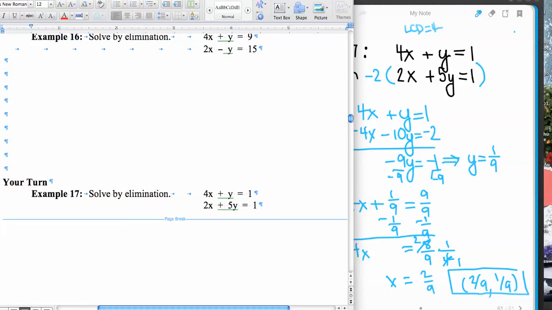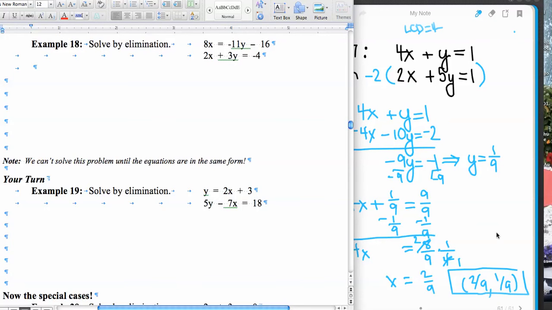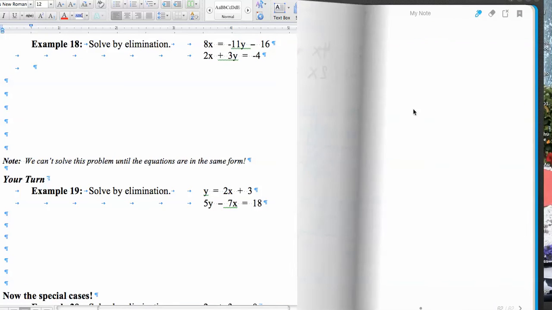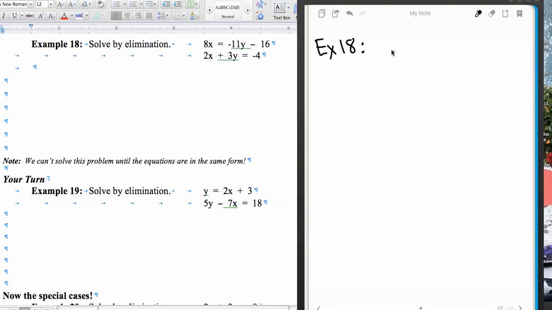Now continuing on, let's take a look at our next example. In our next example, the problem starts a little earlier. The problem starts here with not both equations being in the same form. So the first thing is I want them in the same form. My preference is actually standard form. I find students have a lot less trouble solving systems using the elimination method if you put them both in standard form. So I'm going to move the 11y over to the right hand side by adding its opposite.